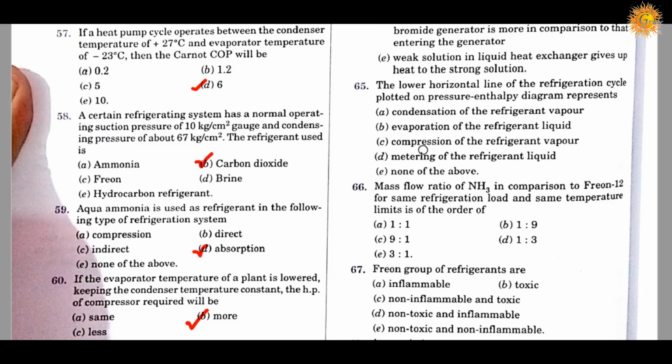Option C. Compression of the refrigerant vapor. Option D. Metering of refrigerant liquid. And option E. None of the above. So the correct answer of 65 is B. Evaporation of the refrigerant liquid.